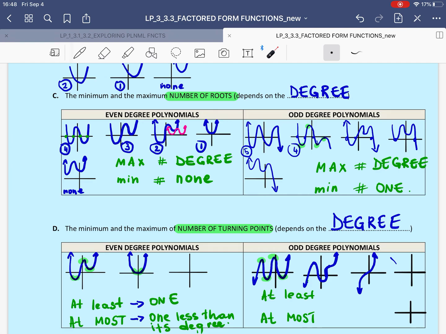So they can manage not to turn back to the y values where they originated from. So we're going to say at least, we're going to say none, at most one less than its degree. So in general, for all polynomial functions, we're going to say that the number of turning points is at most one less than the degree of the function itself.